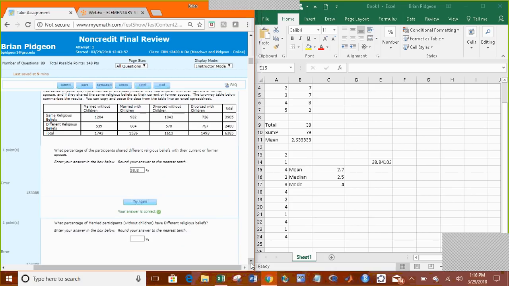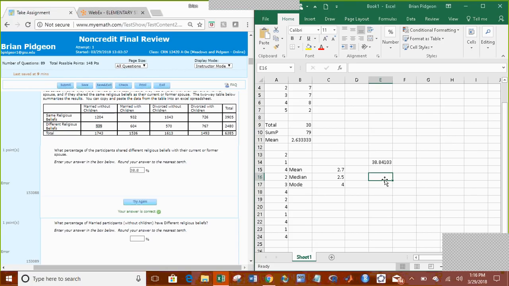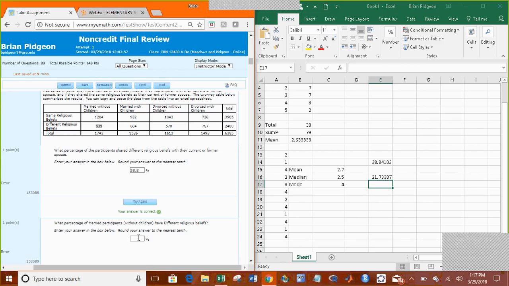What percentage of married participants without children have different religious beliefs? So we want married without children having different beliefs, right there. So now we're only looking at what percentage of married participants without children. We're only looking at that group now. So what that tells us is that 539 of that total of 2,480 had different religious beliefs. Now we can times by 100 one more time, and we want the nearest tenth, 21.7.